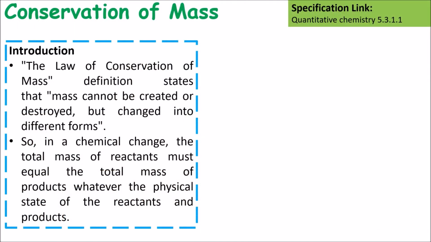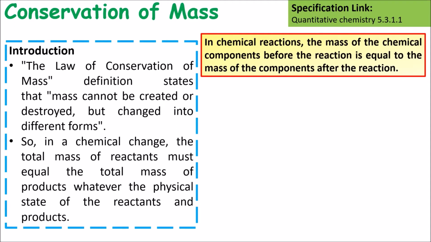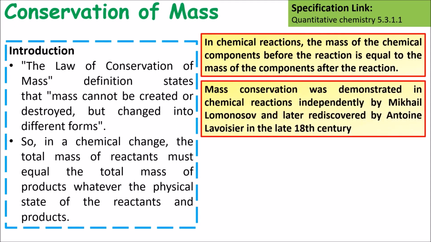So the law of conservation of mass is the definition that states mass cannot be created or destroyed, but is changed from one form to another. So in a chemical change, the total mass of the reactants must be equal to the total mass of the products. So in chemical reactions, the mass of the chemical components before and after must be the same.